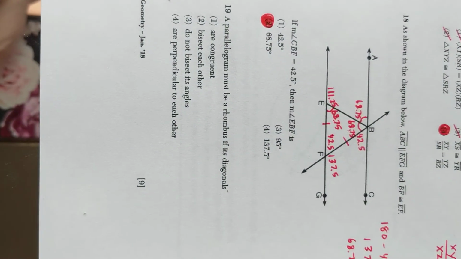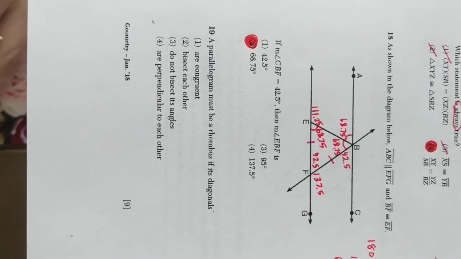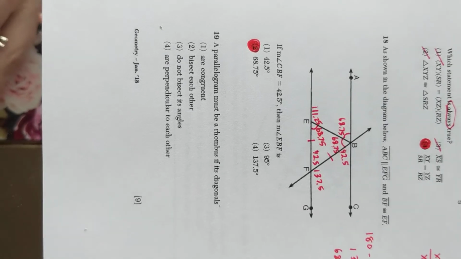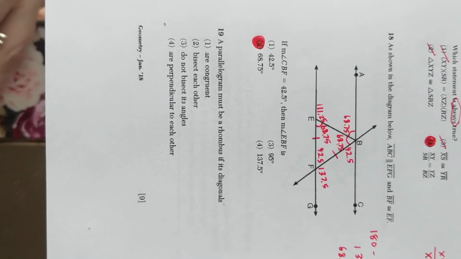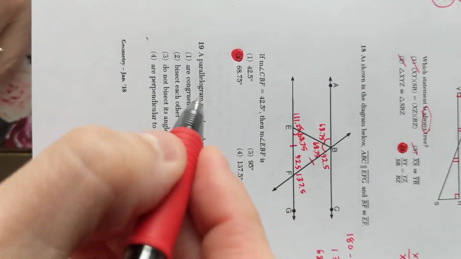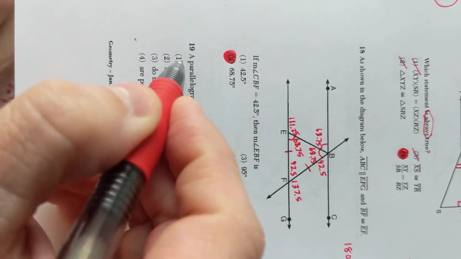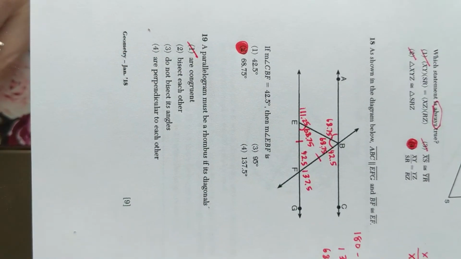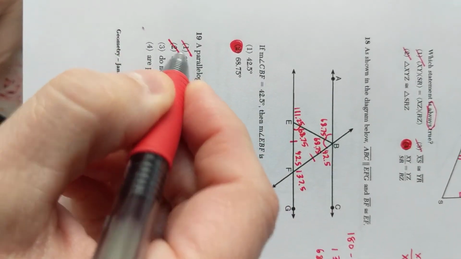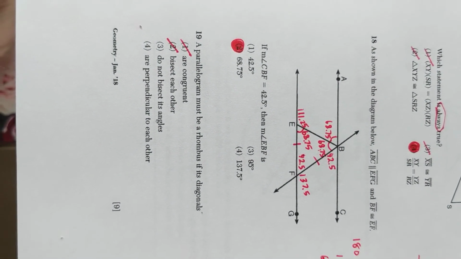A parallelogram must be a rhombus if its diagonals do what? Hey, there's a quad quiz question. Pretty much, they're saying it's not a rectangle. It's a parallelogram, but it's not a rectangle. What would make it a rhombus, but not a rectangle? Well, congruent diagonals are a rectangle. Diagonals bisect each other. That's actually both. Do not bisect its angles, or are perpendicular to each other.